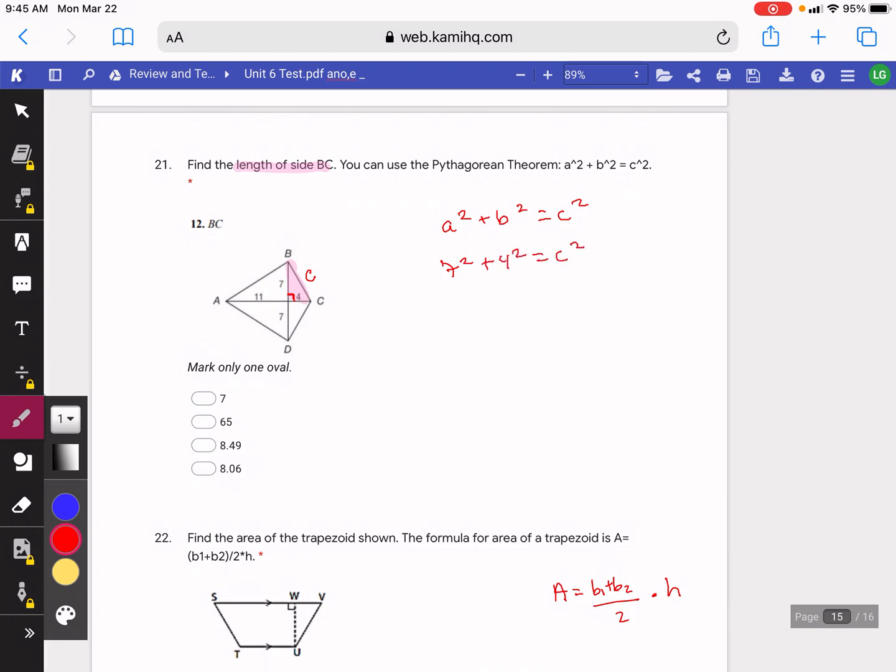If we do 7 squared, 7 times 7 is 49. 4 squared, 4 times 4 is 16. Those add up to 65. And then at the very end, you would have to square root it to get your answer. So the square root of 65 comes out to about 8.06. So that would be the length of BC.